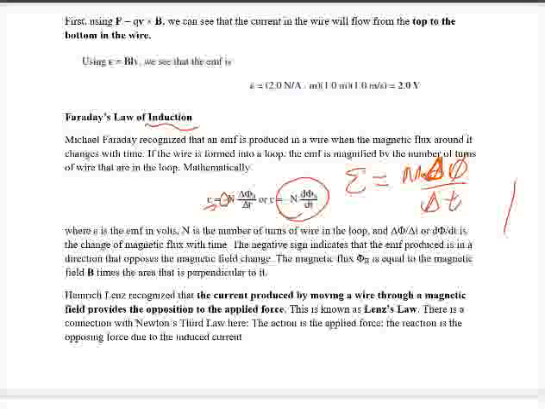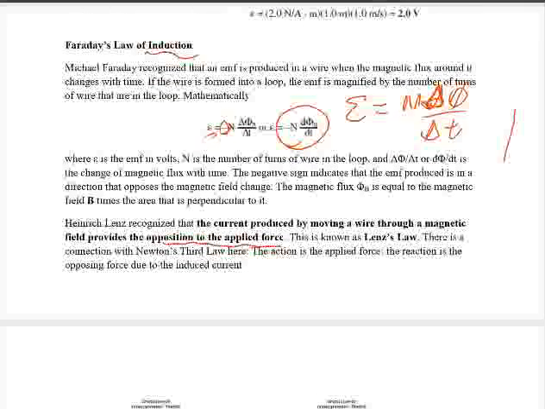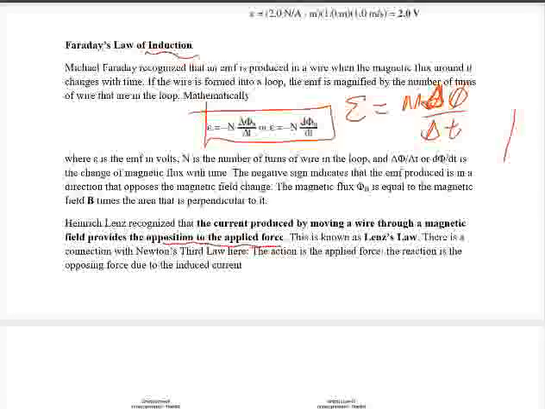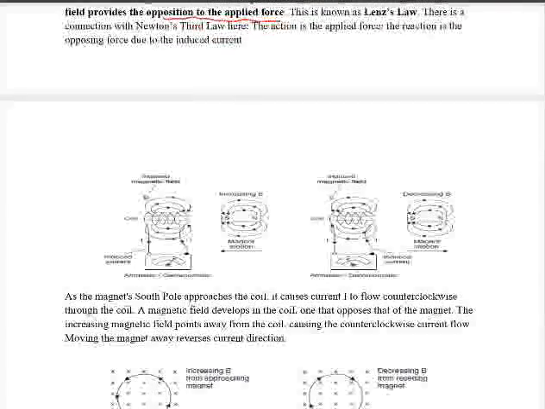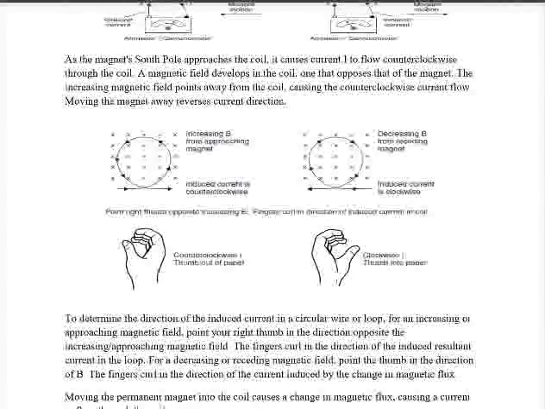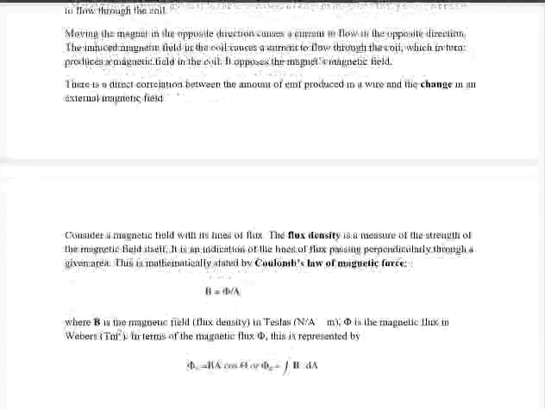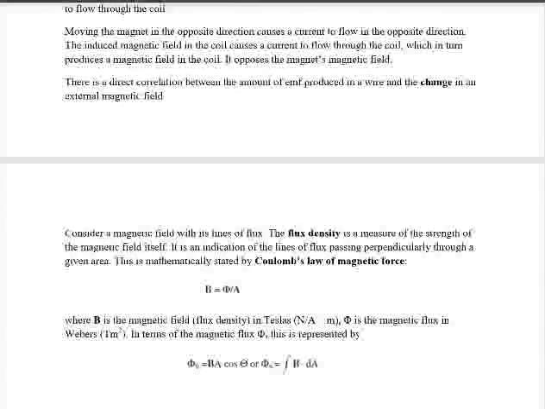He adds a minus sign. This minus sign is added by Lenz. Therefore, the induced current produced by moving through a magnetic field is opposite to the applied force. Because of this we add a negative sign, and the combined equation is this one. This is the combined equation of Lenz's and Faraday's laws. Therefore, we can calculate by using this.